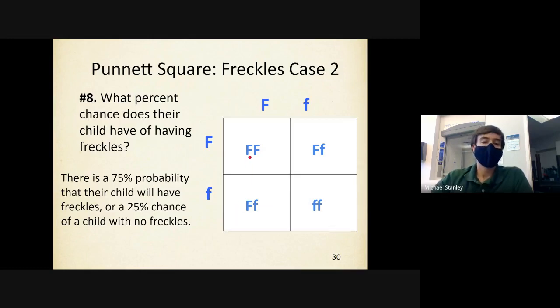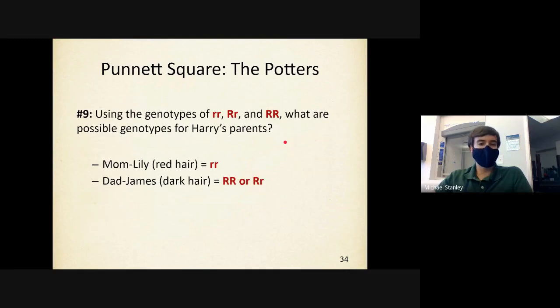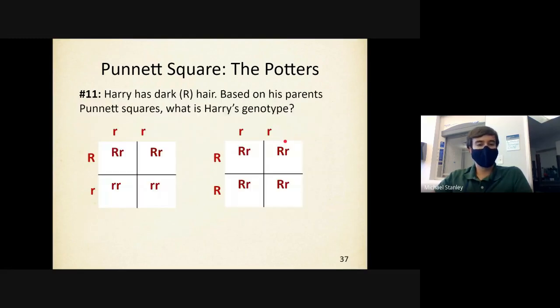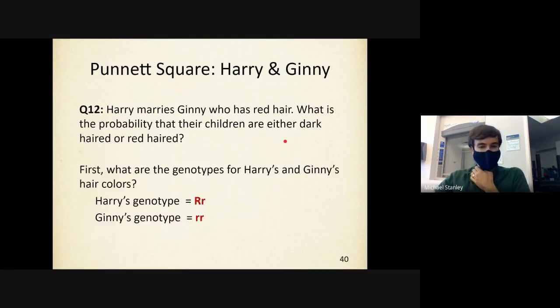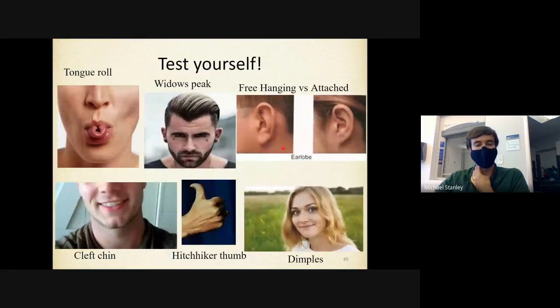So again, 3 out of 4 chance that they get a dominant allele and get freckles, which is 75%, and 1 out of 4 chance that they get 2 recessive alleles and don't have freckles, and 1 out of 4 is 25%. Then we went through some more examples of putting together Punnett squares based on some information that we have, and some other traits that are based around simple genetics like this as well.